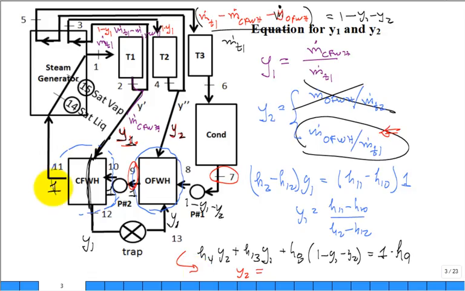One other thing. What about state 11? Is it saturated liquid coming out? Two-phase liquid vapor? Compressed liquid? It's compressed liquid. That's usually given as part of the problem statement. Okay?